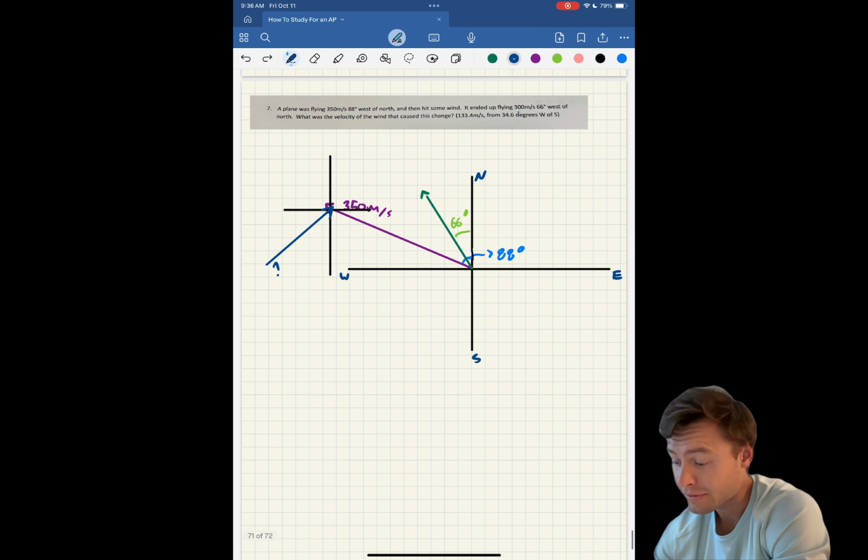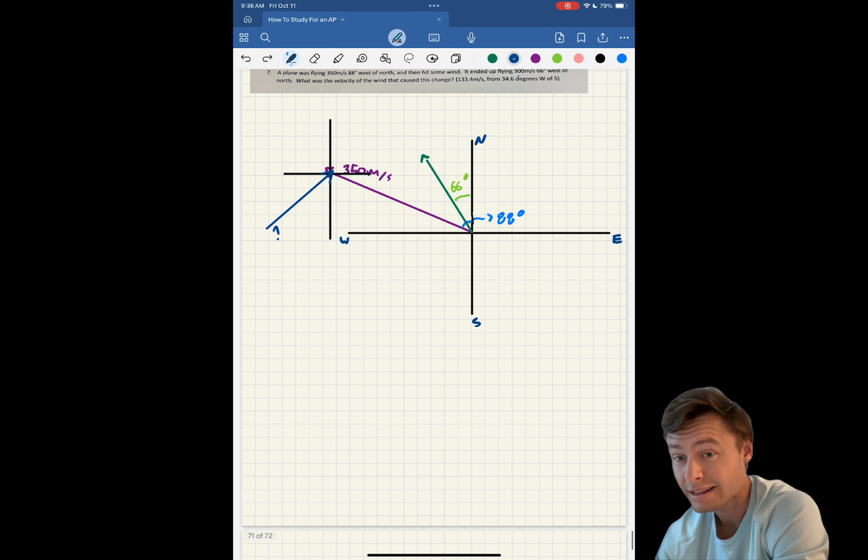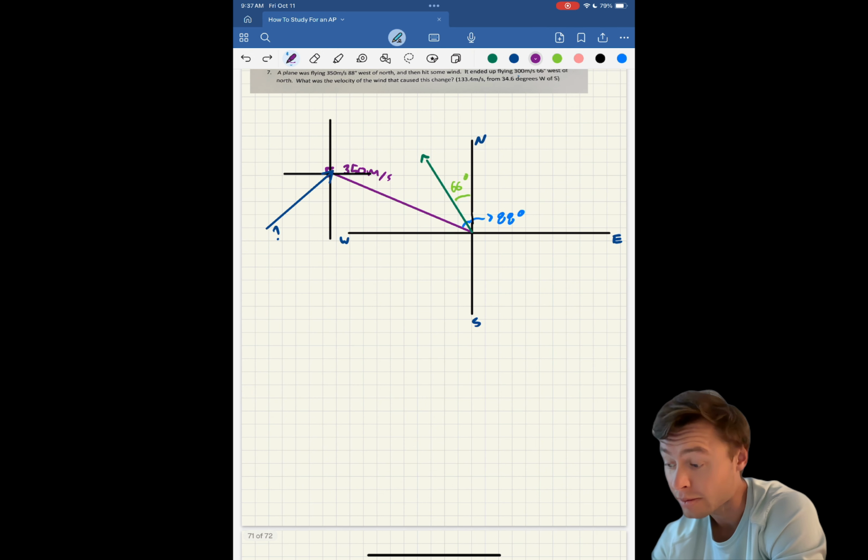So here's the math. The first thing you want to do is break the purple vector, the initial trajectory of the plane, into its components, right? So I'm going to redraw a coordinate plane with that vector.